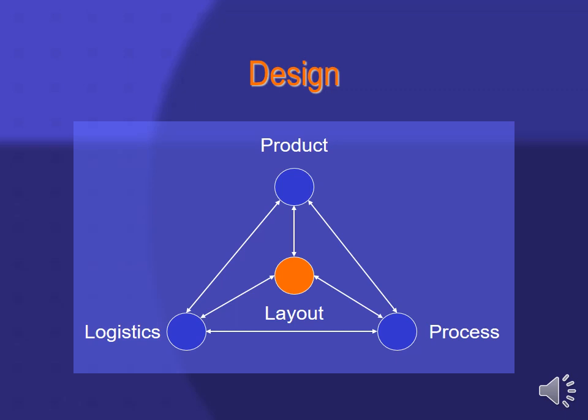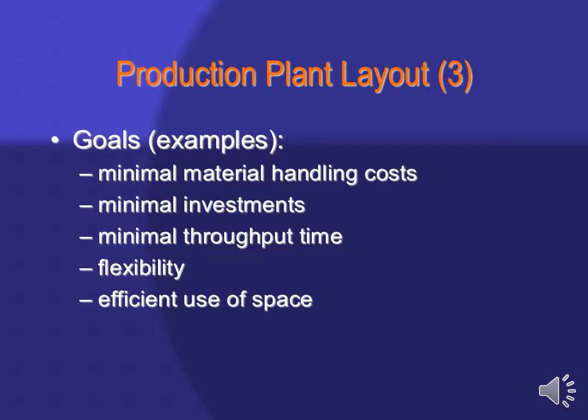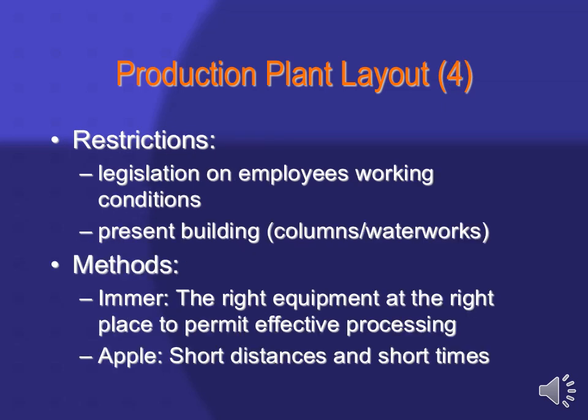Now see how we design a layout. Our layout will depend on product, process and logistics. These all three make one good layout where product is designed, where process is designed, where logistics is designed. Production plant layout third, the goals: minimal material handling cost, minimal investment, minimal throughput time, flexibility, efficiency, use of space.